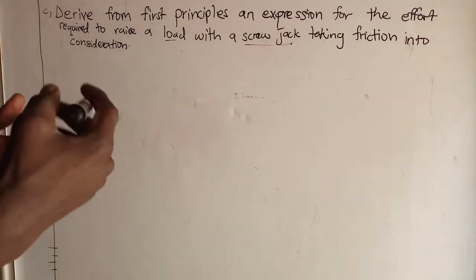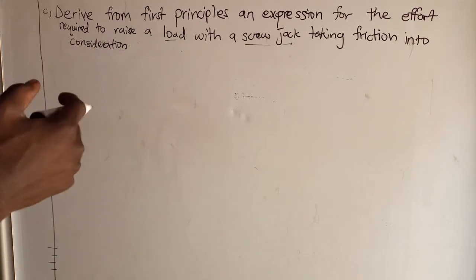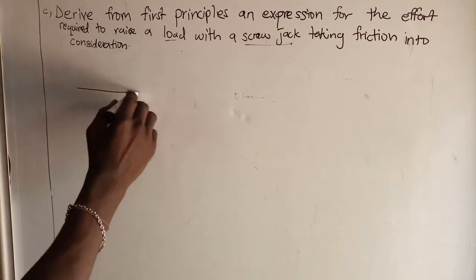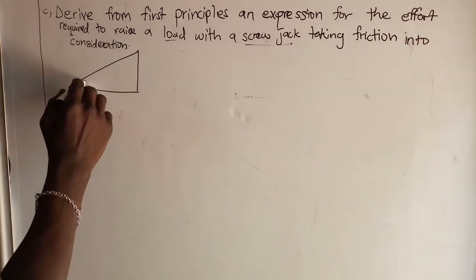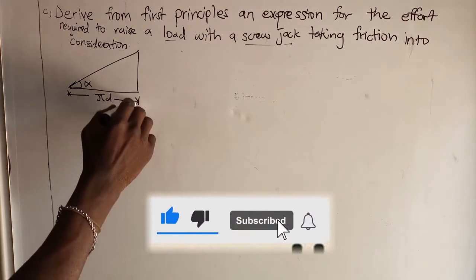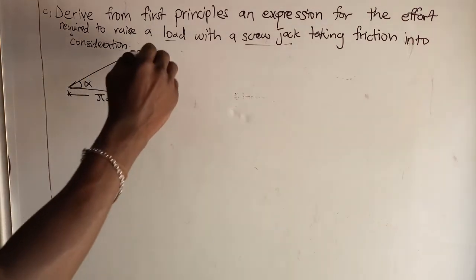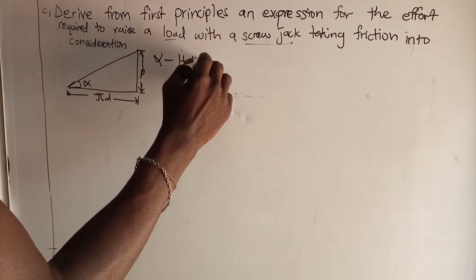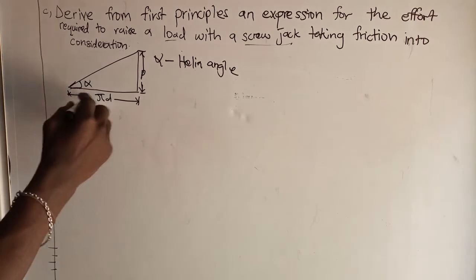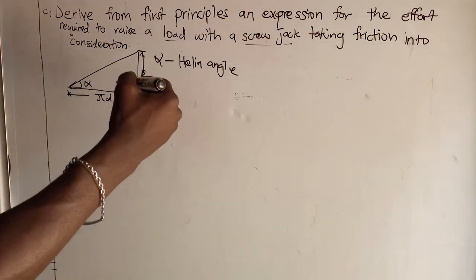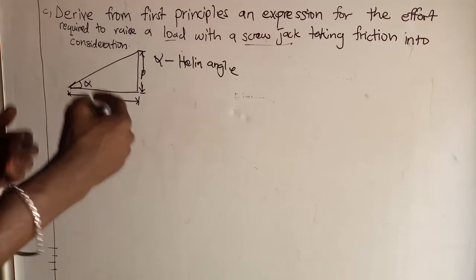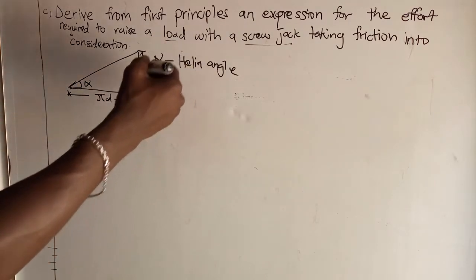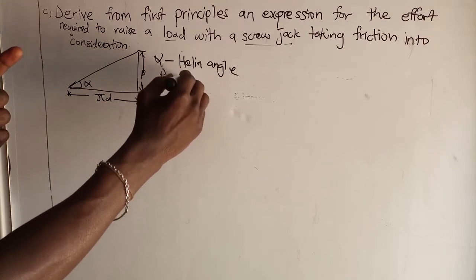As we rotate the hand of the screw, we're going to form a complete turn of a screw thread, and this will form an inclined plane as shown. So alpha is the helix angle, and if pi d is the distance traveled by the screw in one rotation, then in that one rotation it will cover a distance of one pitch denoted as p. So p is pitch.